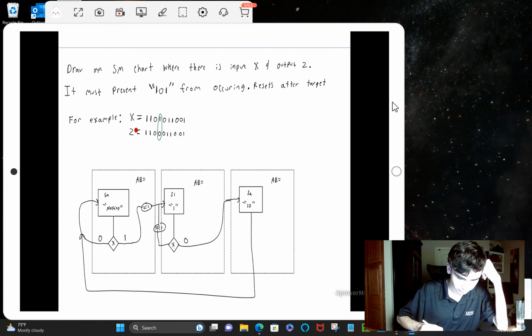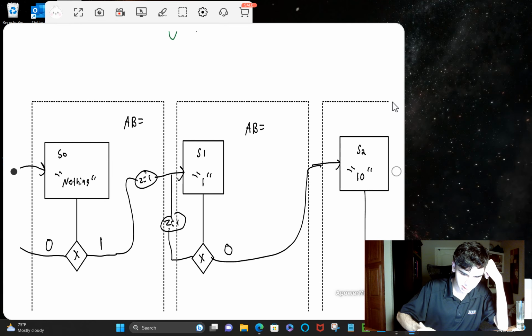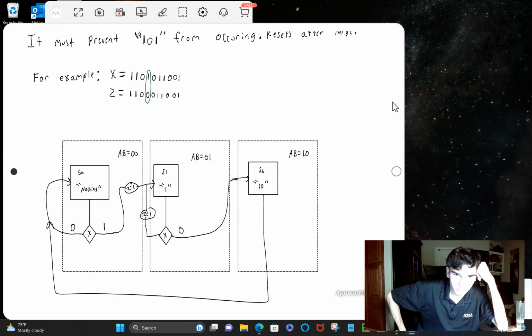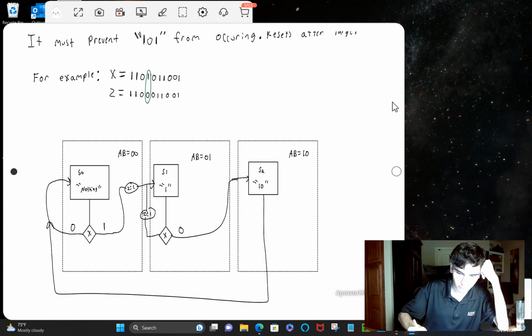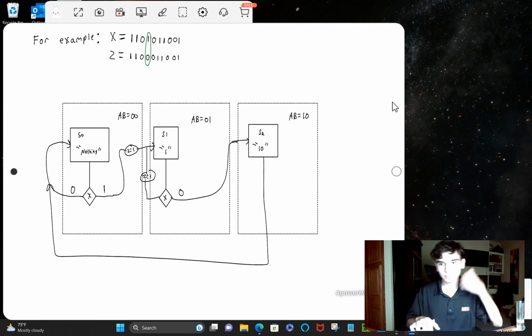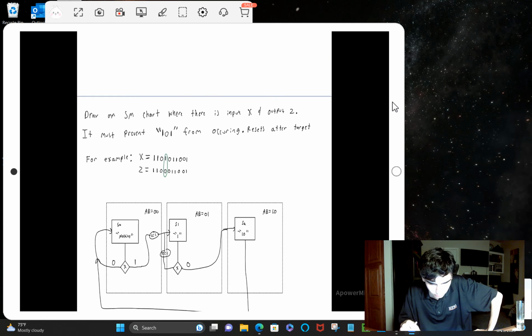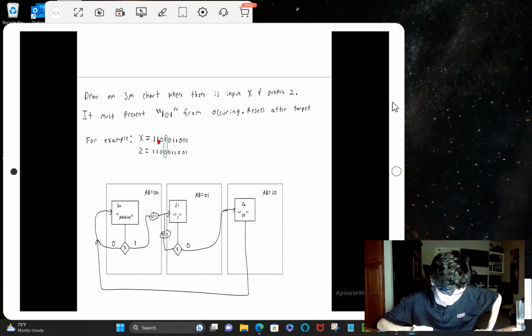Just go through it. So, oh yeah, and then the way you encode the states is 00, 01, 10. And the reason why it's just A and B instead of A, B, C is because there's 3 states, and you can represent up to 4 with just 2 bits. Okay. So yeah, let's go through this output.